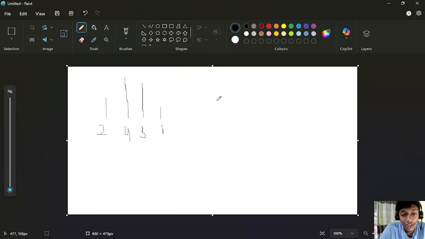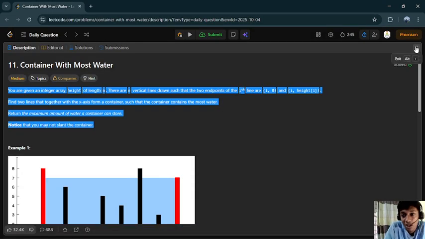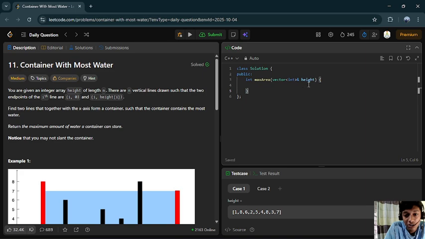The complexity of this would be O(n squared), where n is the number of lines. For larger n, this would not be a very great solution because we would get a time limit exceeded problem. Still, let's code the O(n squared) approach and see.